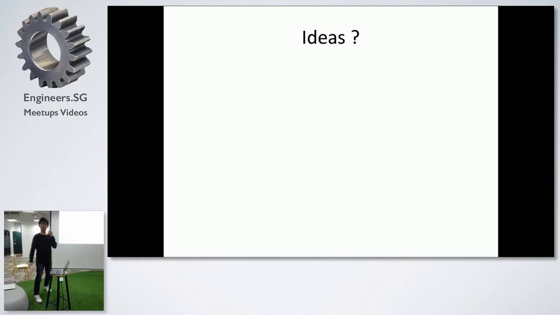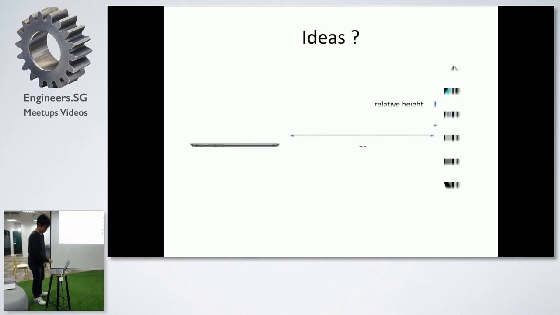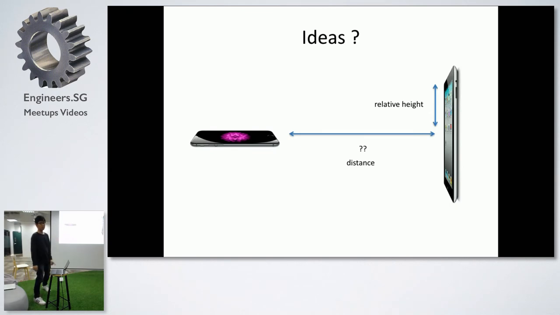Okay, so just now what I showed you is how to connect these two devices and how to transfer data between each other. But how to implement this? Just now, the multipeer connectivity only detects the devices, but it doesn't detect the distance between devices. And it also doesn't detect the relative height between the phone and the iPad.